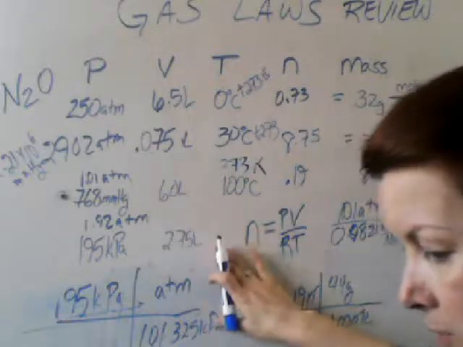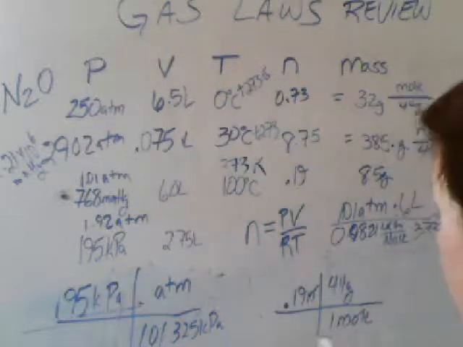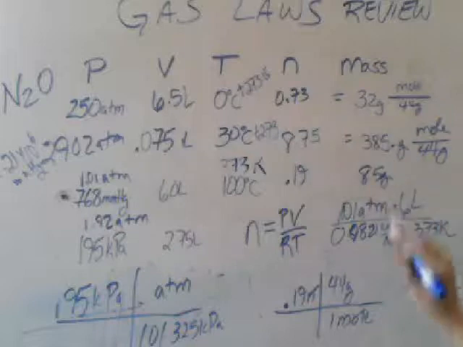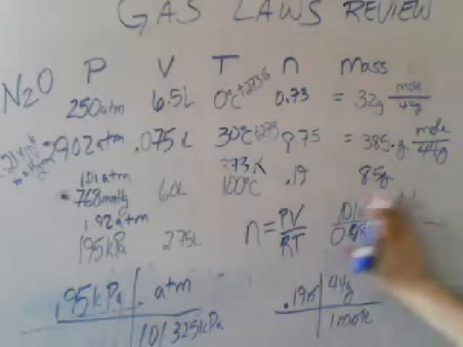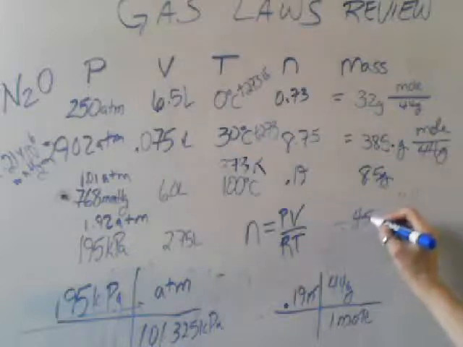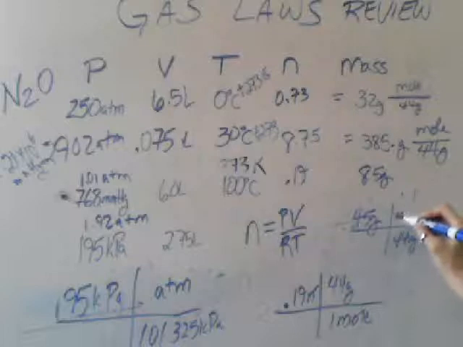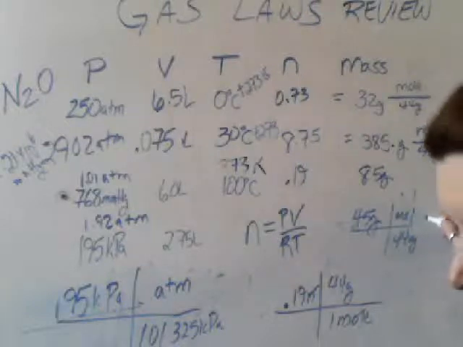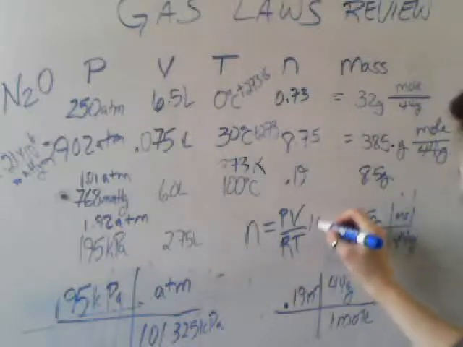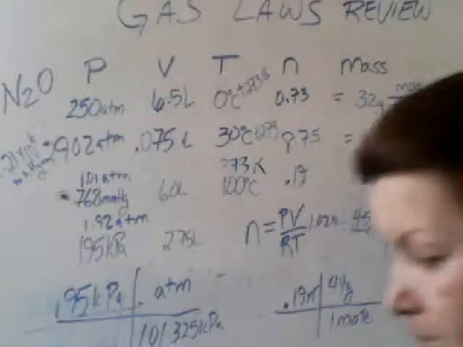We do not have a temperature, but we do have a mass. So we have a mass of 45 grams. So we'll go back to converting as we did up here. 45 grams divided by 44 grams in a mole, and we end up with 1.02 moles of nitrous oxide.